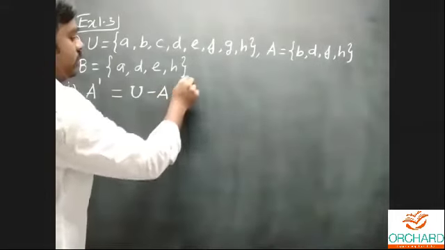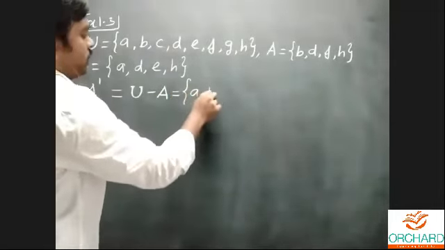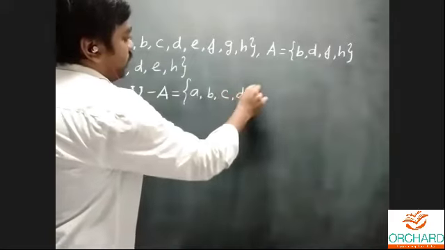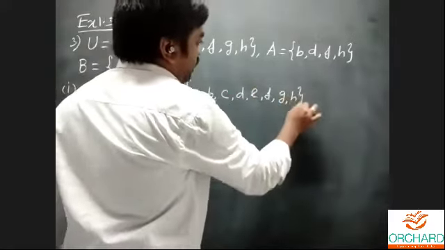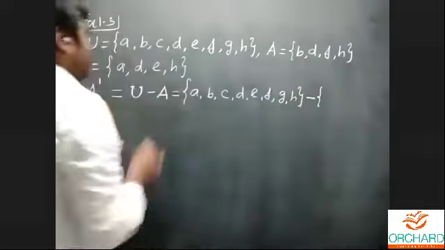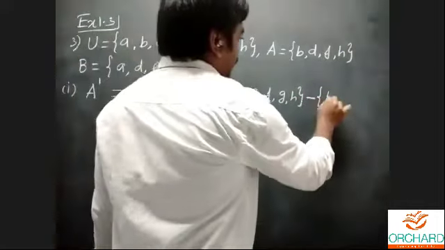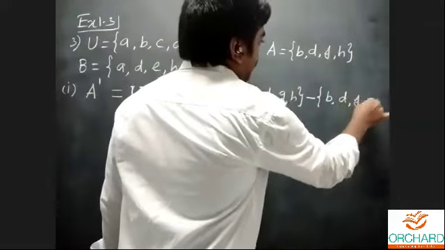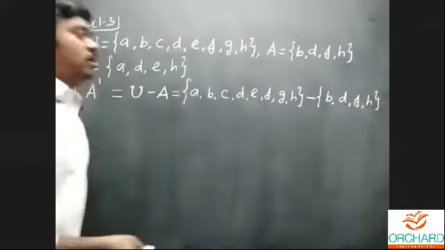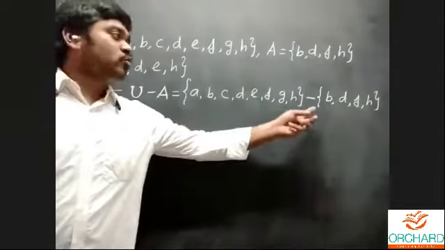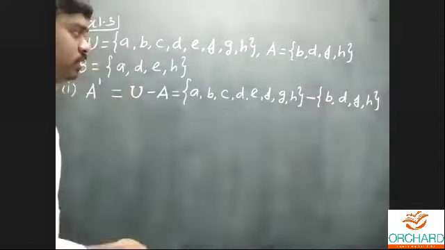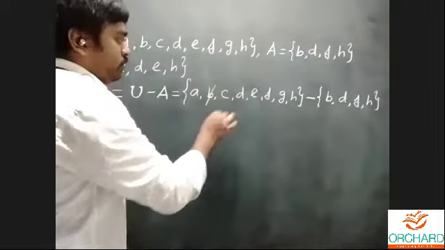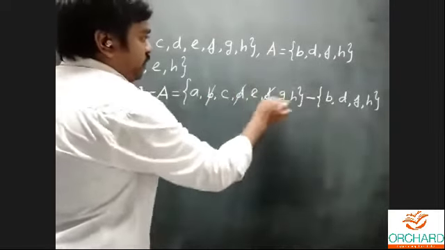Universal set, difference A. Now we'll write down the elements of the universal set: A, B, C, D, E, F, G, H. Then the elements of set A: B, D, F, H. So what does difference mean? It means to remove the elements of A from the universal set. Now we can remove the elements B, D, F, H.